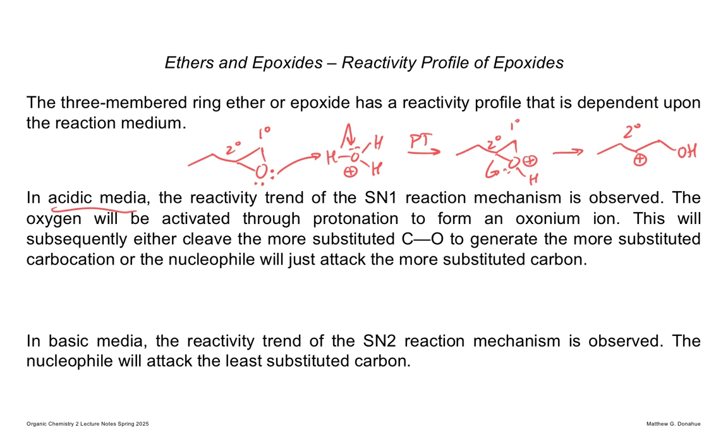If we're in basic media, and what I mean by that is, say, a strong nucleophile, we can do the same thing. It's still primary and secondary. But now we want to treat with, say, potassium cyanide and DMF as a solvent. So like an SN2-like reaction. So now it's going to go the opposite way. The nucleophile wants to attack the least substituted carbon.